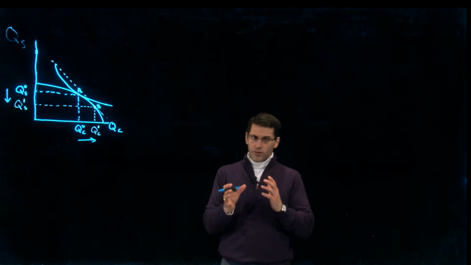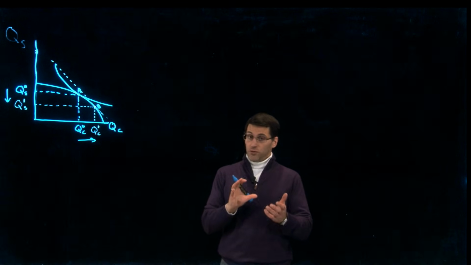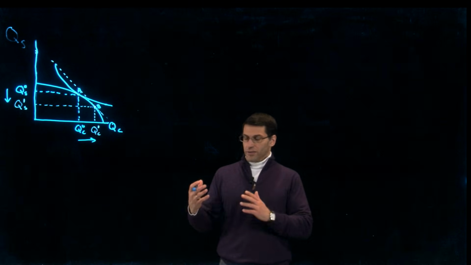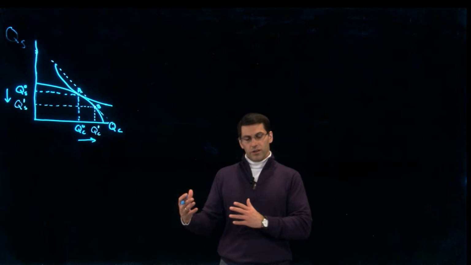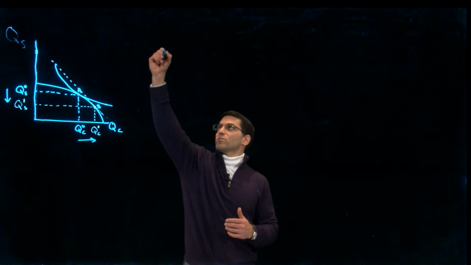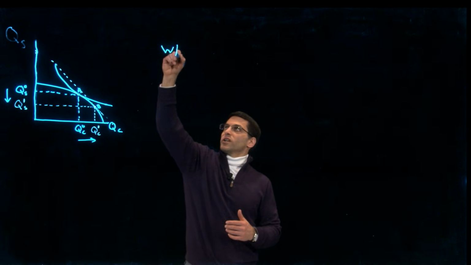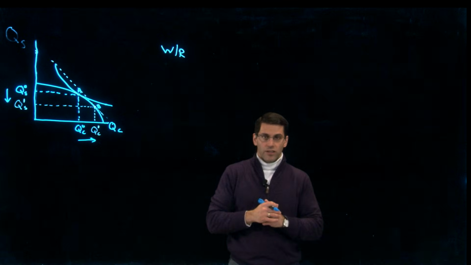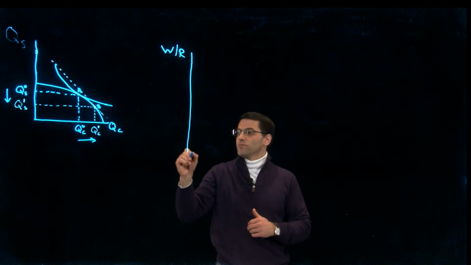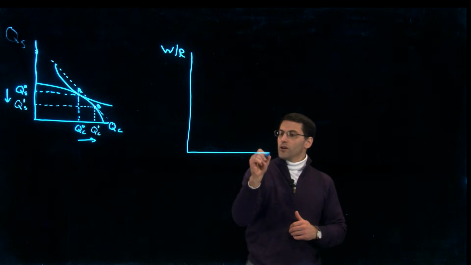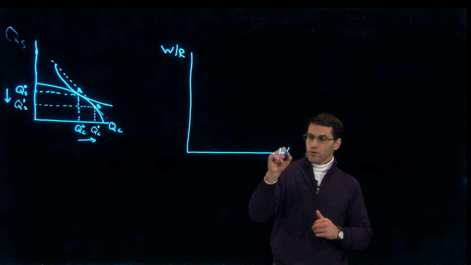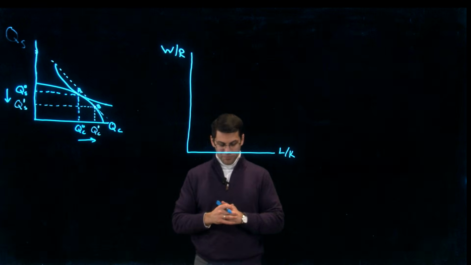That shift of production is going to entail a shift of resources across the sectors as well. So now we're going to go back to that other graph that I introduced at the beginning of the video when we were talking about factor intensity. We're going to write up on our y-axis the relative prices of the two inputs, so the wage to rental rate ratio. On our x-axis, we're going to have the labor to capital ratio.